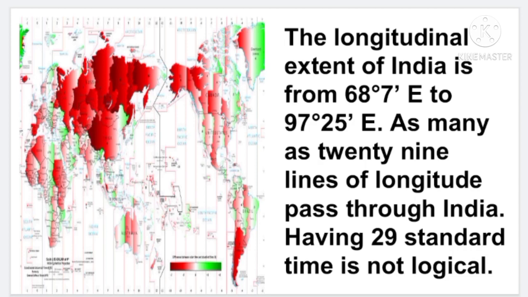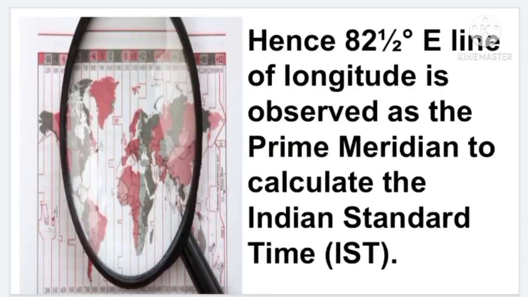Students, Indian standard time, that is IST, is the time zone observed throughout India with a time offset of 5:30. That is, India does not observe daylight saving time or other seasonal adjustments. In military and aviation time, IST is designated as Echo Star. Hence, the 82.5 degree east line of longitude is observed as the standard meridian to calculate the Indian standard time.